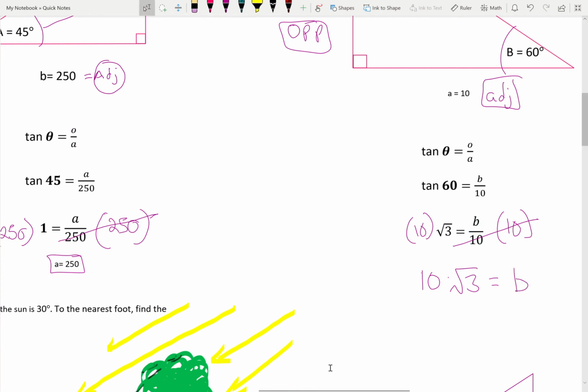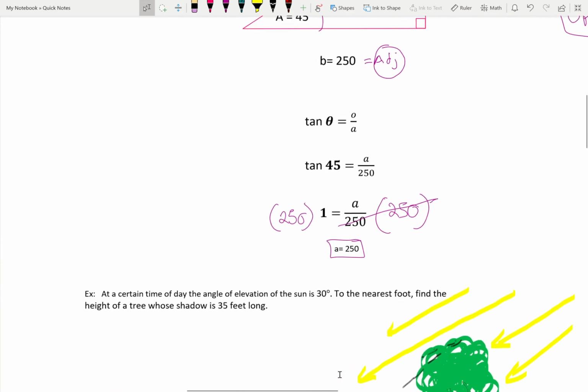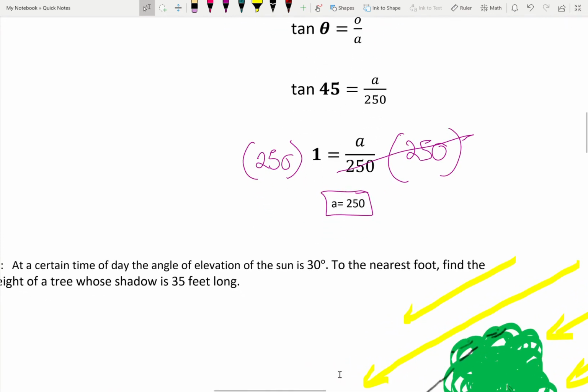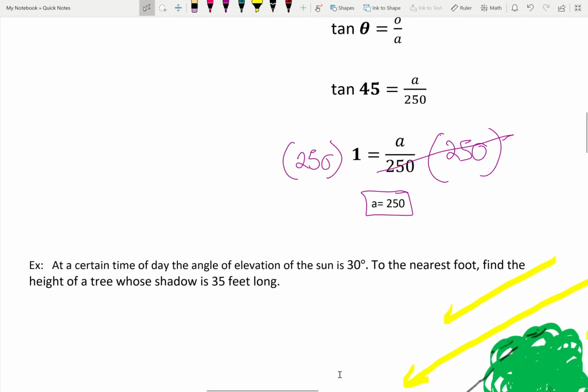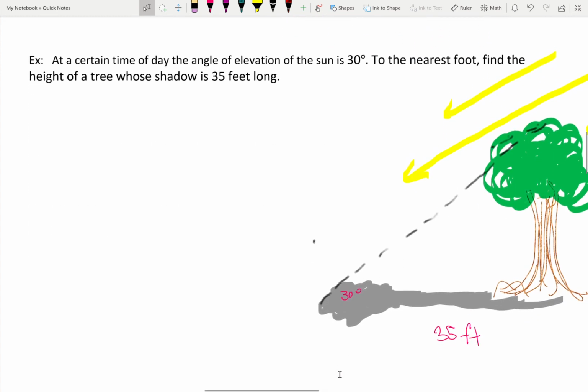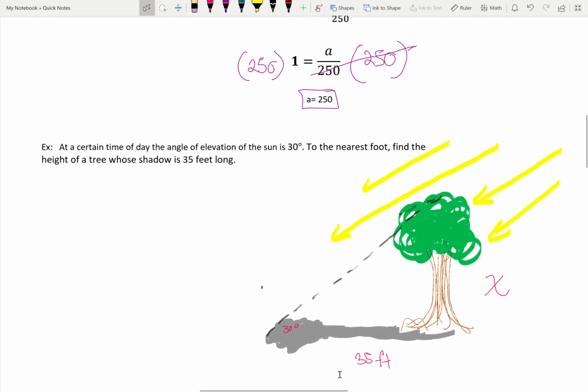Okay, last one. We're doing good. At a certain time of day, the angular elevation of the sun is 30 degrees. To the nearest foot, find the height of a tree whose shadow is 35 feet long. So I drew a little picture. It's pretty good. I know I'm talented.